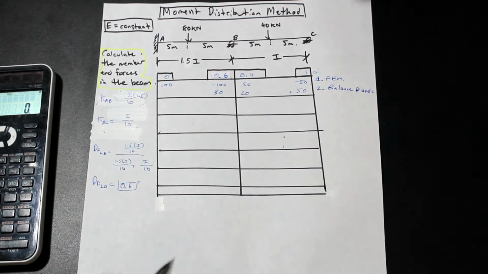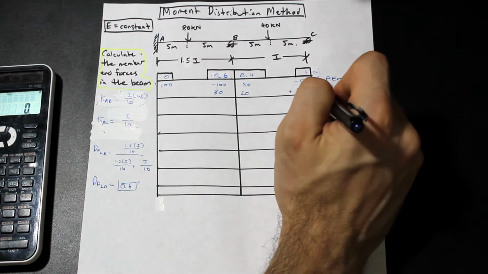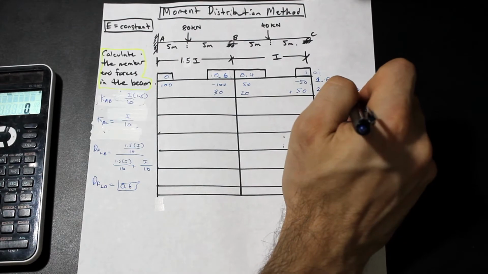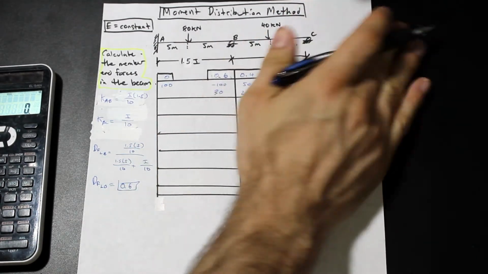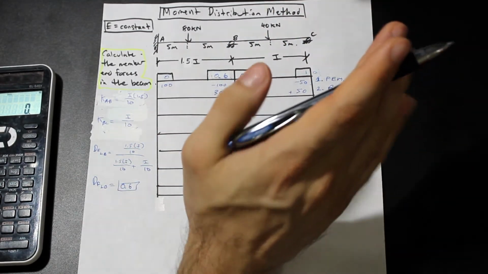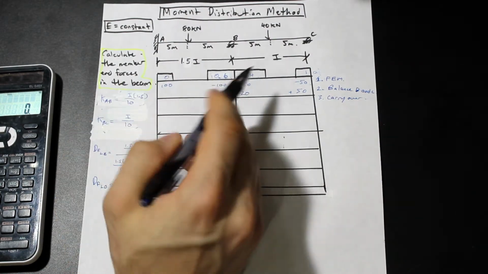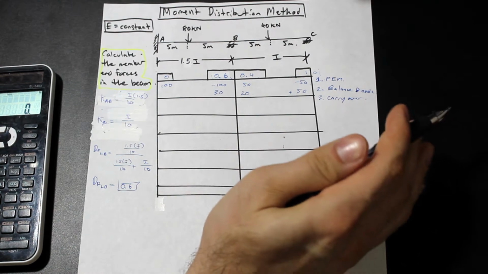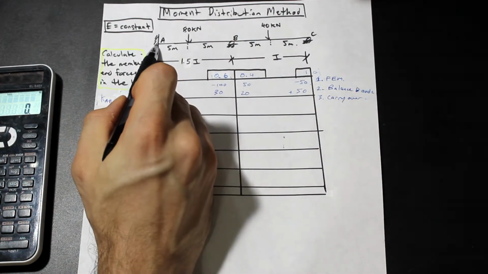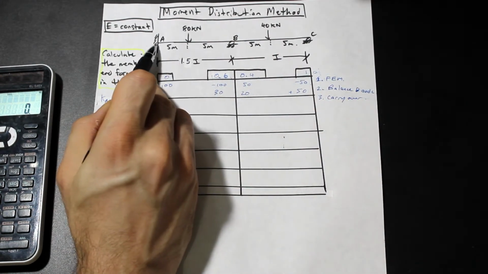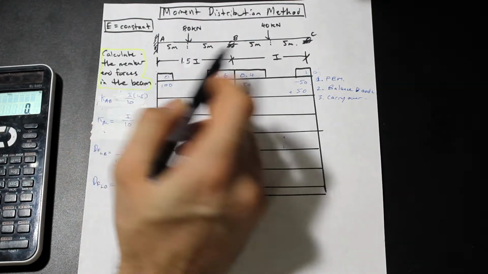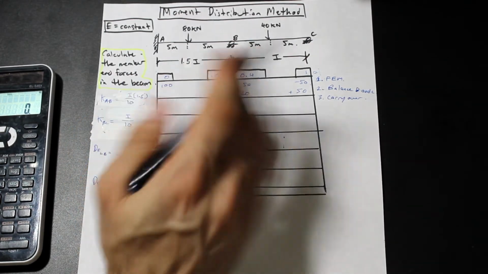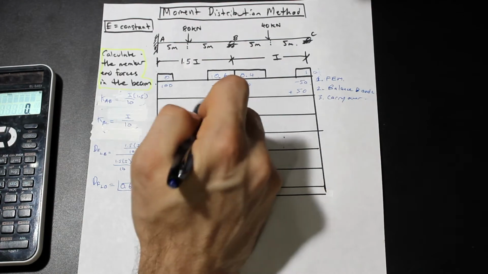Now we do the carryover. So let's start with the carryover. Now remember, we went over this before. When we carry over to a fixed support, or to a hinge support, we're going to carry over half the moment. Also remember that there is no carryover from a fixed support to a hinge. So when the moment gets transferred to the fixed, it stays. So that's what we're going to start with.